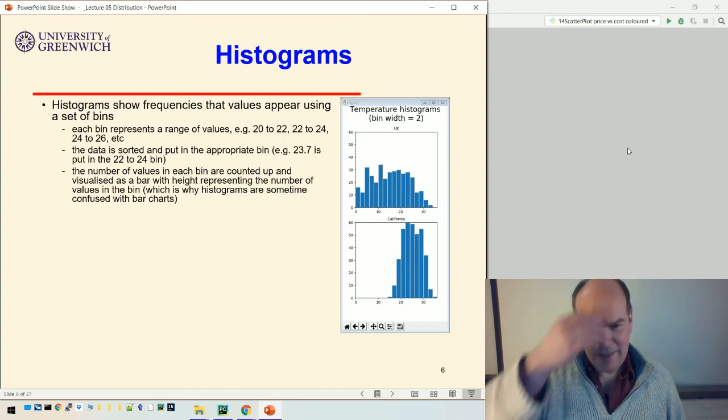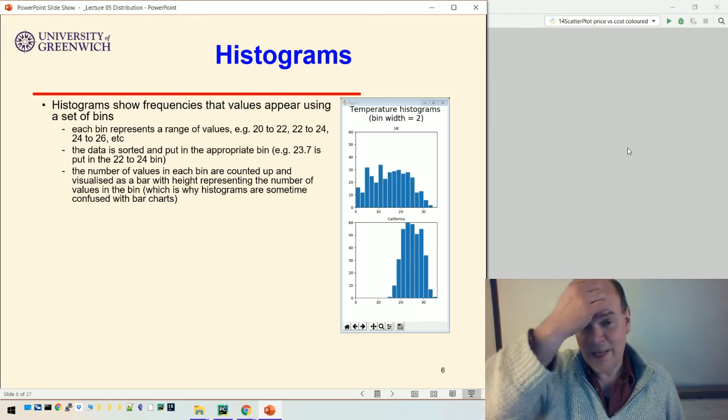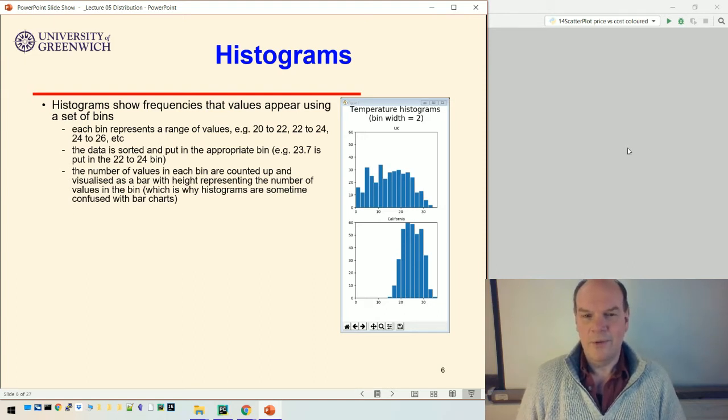If you think about the UK data, you sort the data. So we've got this collection of temperatures, maybe throughout the whole year. We sort them and put them in a bin. If we've got a temperature of 23.7, it would be put in the bin that goes between 22 and 24. If it's, I don't know, 25.8, it would go in the bin between 24 and 26. So you set a range of values by these bins, 20 to 22, 22 to 24, 24 to 26, and then you sort all your values and put them in the different bins.